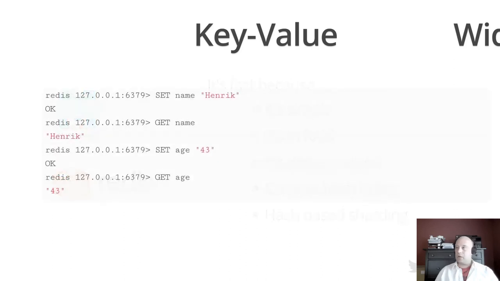So what does it look like? This is an example from Redis. So yeah, you have set and get commands, and there is a key. In this case, first I set the key name, and then I set the key age, and then there is a value which is in quotation marks. And what is interesting here is that also numbers are in quotation marks. So this is the simple case. So then on the client side, you would have to convert 43 to a number. So in a way, these are just like blobs, and you could have anything inside the quotation marks.